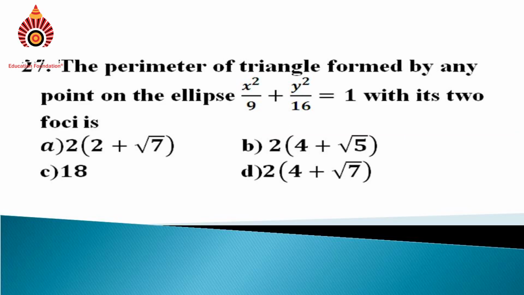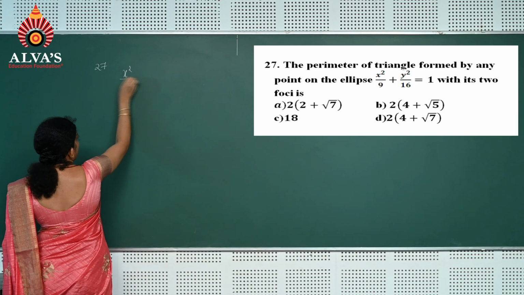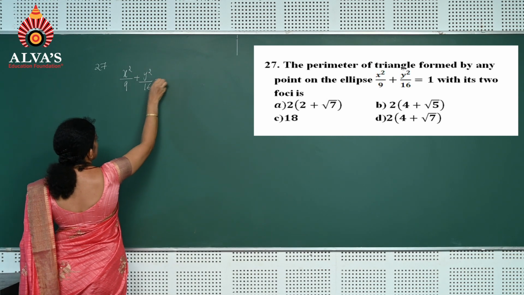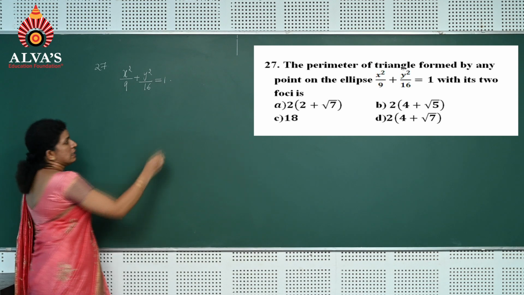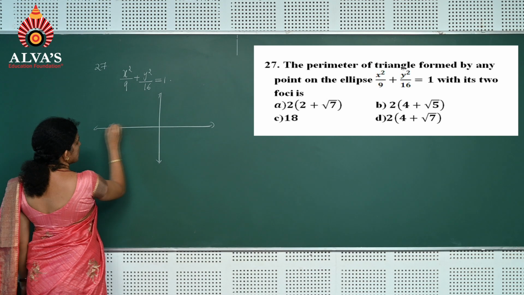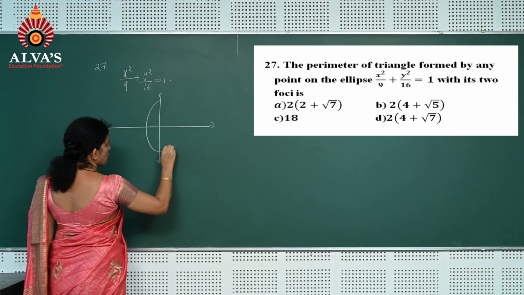Come to question number 27. The question is, the perimeter of the triangle formed by any point on the ellipse x square by 9 plus y square by 16 equal to 1 with its two foci. Perimeter of the triangle formed by the ellipse with the foci. See, the ellipse equation is given, x square by 9 plus y square by 16 equal to 1. I am going to draw the figure here.